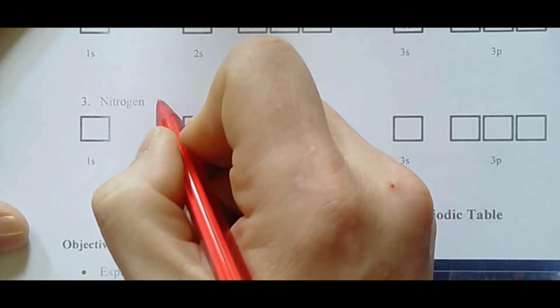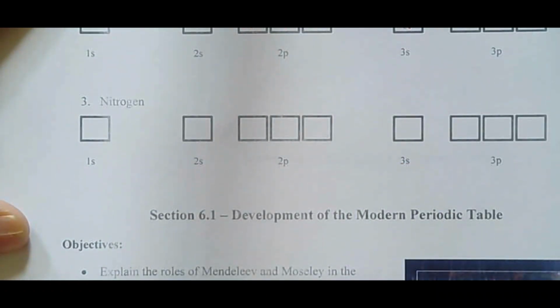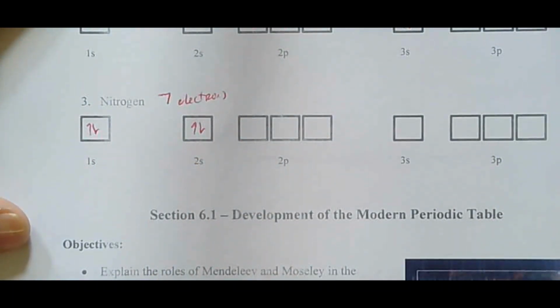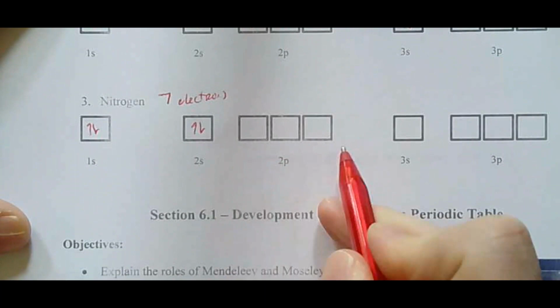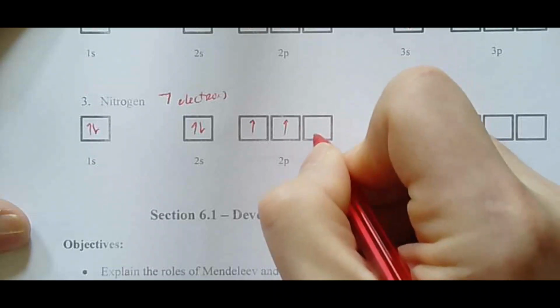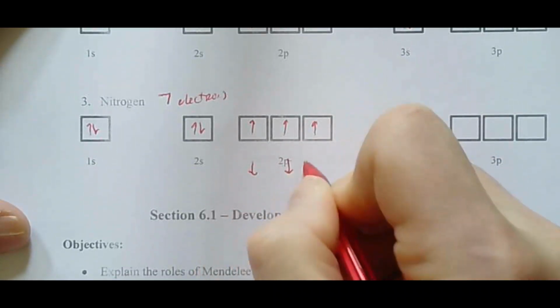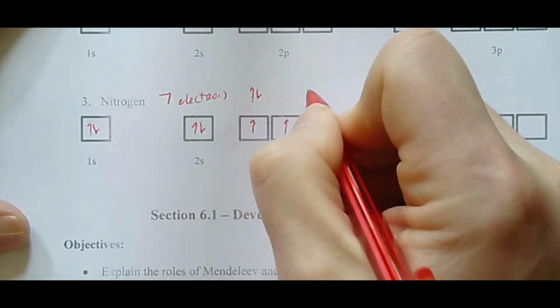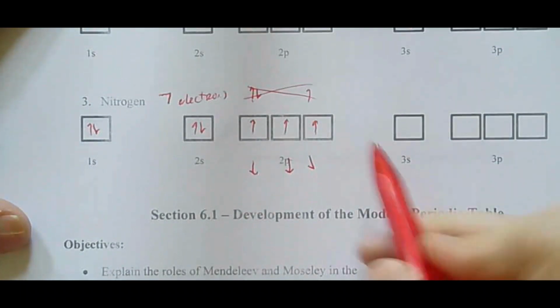Nitrogen. Nitrogen's got 7 electrons. So we'll fill the 1s, that's 2, then the 2s, that's 4. We've got 3 to put here. So correct representations, you could either put all 3 being up, or all 3 being down. Both of those are fine and would be correct. What you wouldn't be able to do is have any of them paired up. That would not be acceptable, but either of these two are fine.